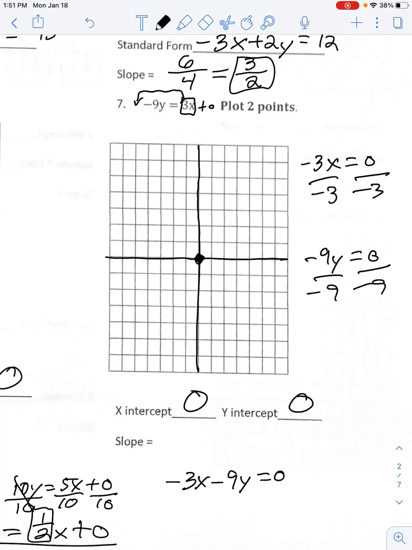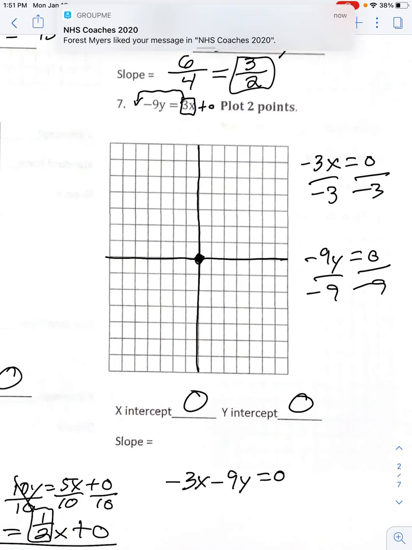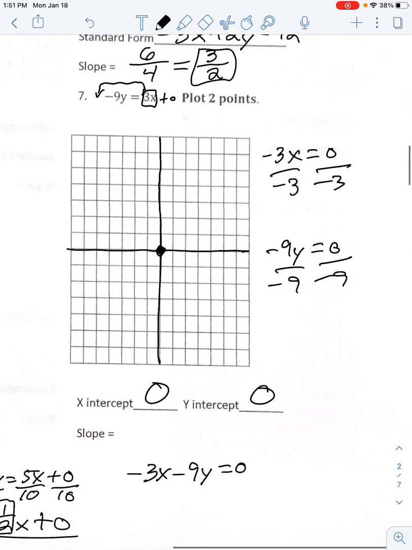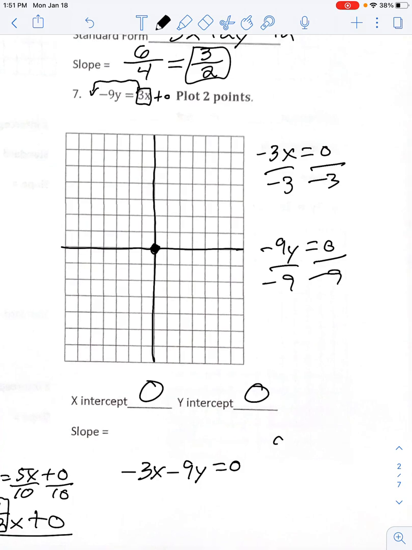And then we run into the exact same scenario, meaning we need to put the equation into y equals mx plus b, meaning we need to actually finish it. So the original equation was this right here. I didn't mean to erase that.